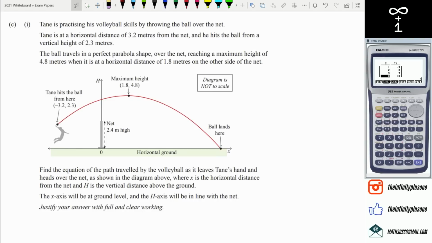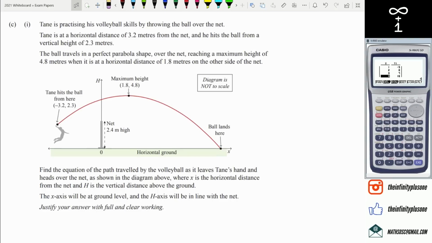All right, guys, so question C1, having a look at it, it looks like you just need to get an equation of the path traveled. So just the equation of the graph. Okay, so again, if you want to do this the long method, I think I have a video called the vertex method, finding the equation of the parabola using the vertex method. Check it out, and you should be able to work through that.